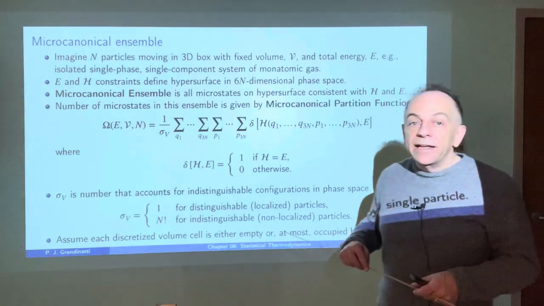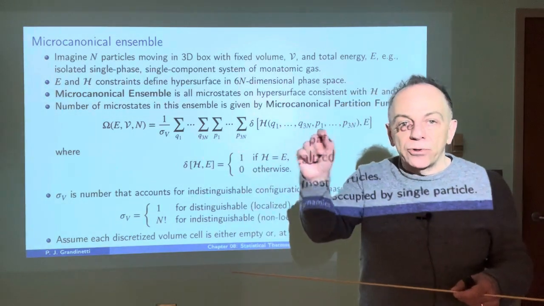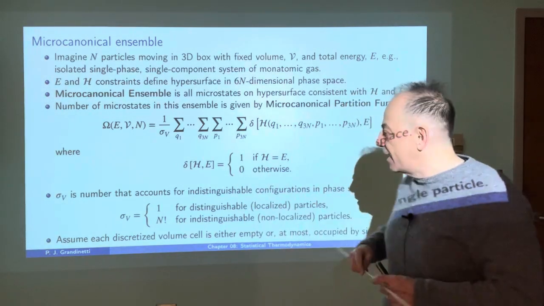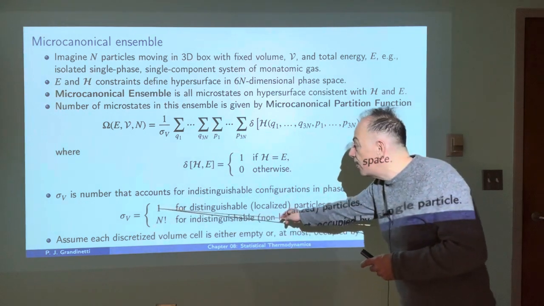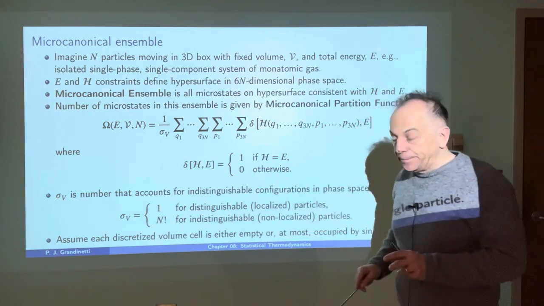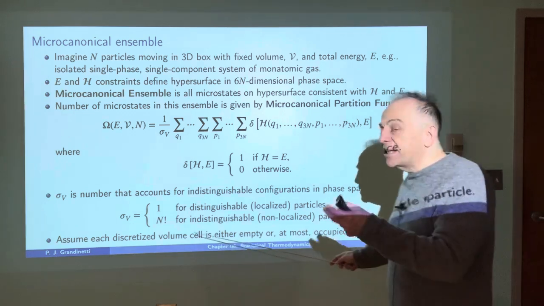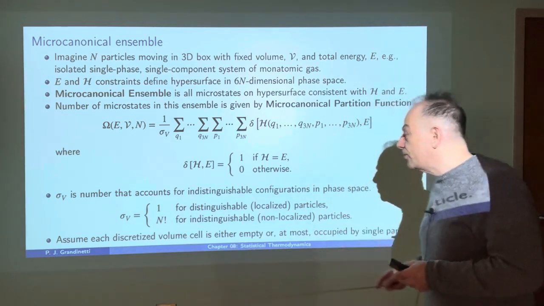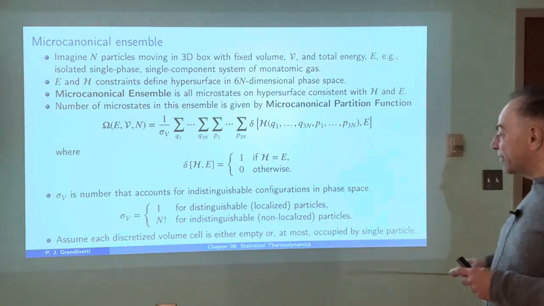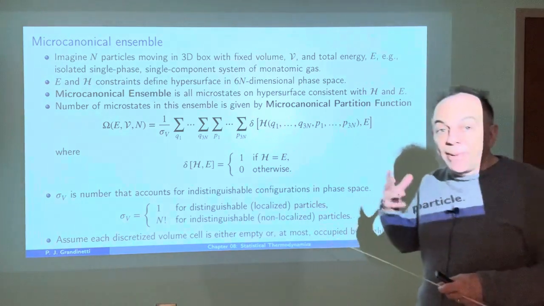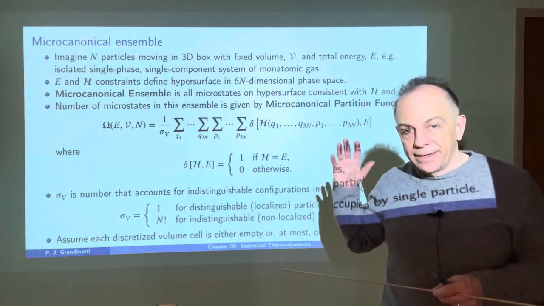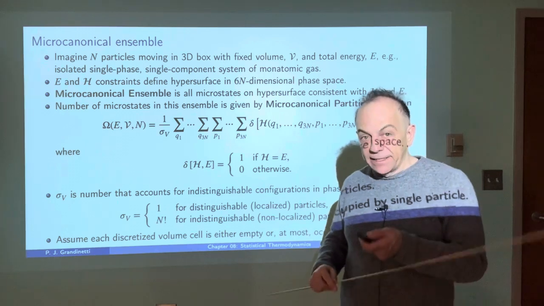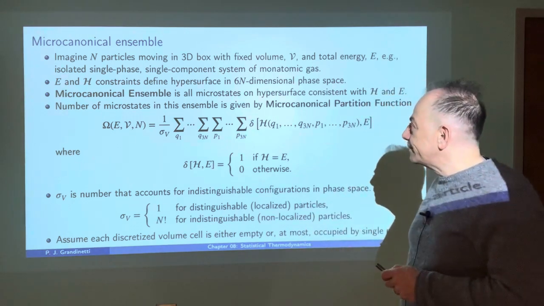Now, if we were in, say, a solid phase where the particles were all fixed in space and they were localized, then we wouldn't need to do that. And so I will just set that equal to 1. All right. And similarly, like the previous lecture, we also assume that the discretized volume cell is either empty or at most occupied by a single particle, in this case here, all right, in this classical treatment.